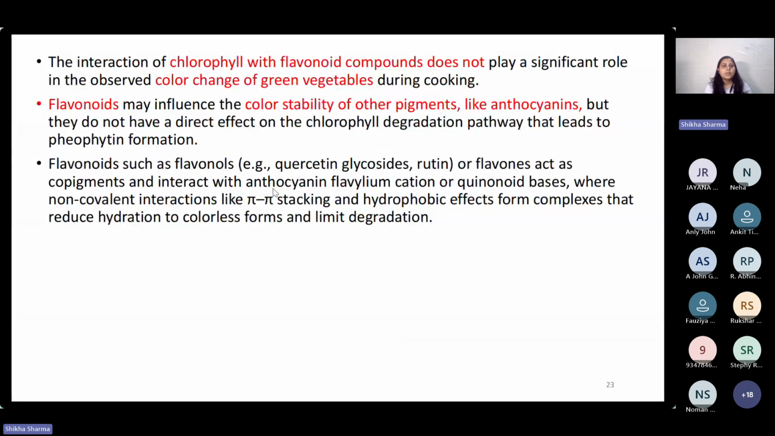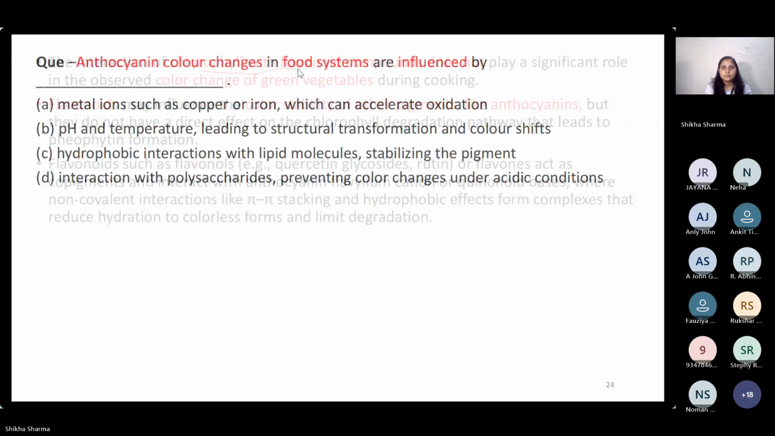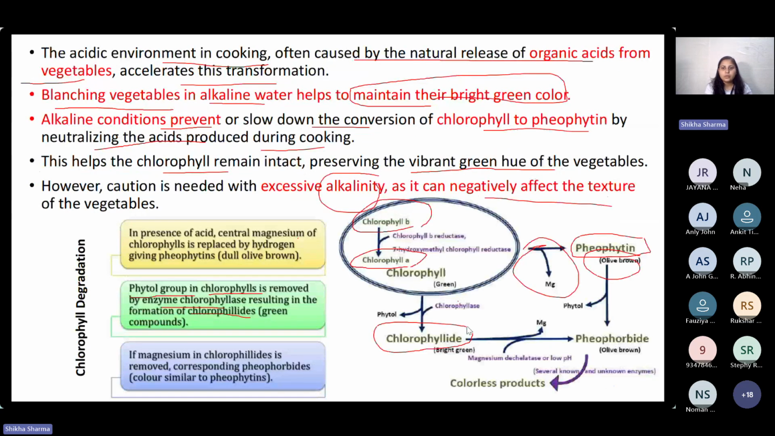So the interaction of chlorophyll basically, if we are converting it into chlorophyllite, we can get a bright green color. But what happens if the magnesium in chlorophyllates is removed? It will convert into pheophorbide, which is again an olive brown color. So the color will be a dull olive color, or olive brown color.